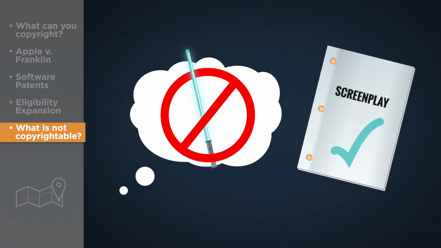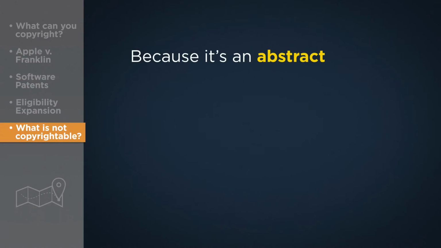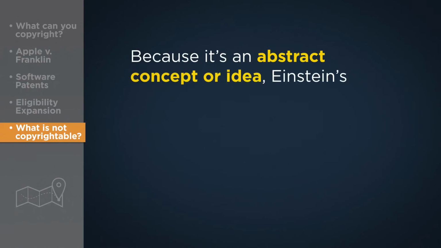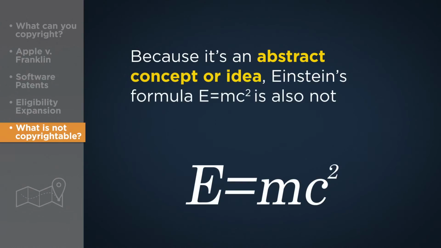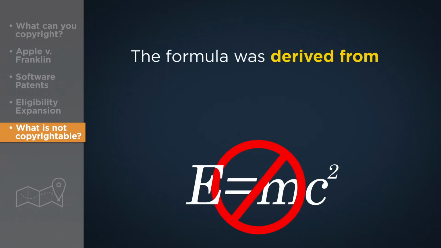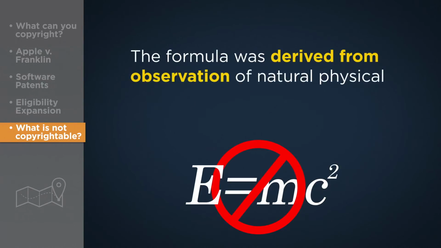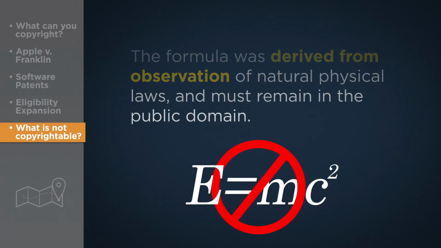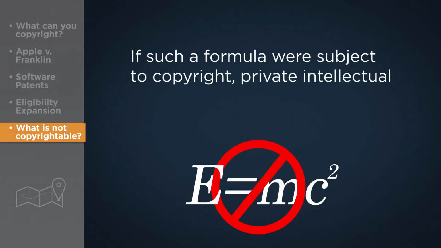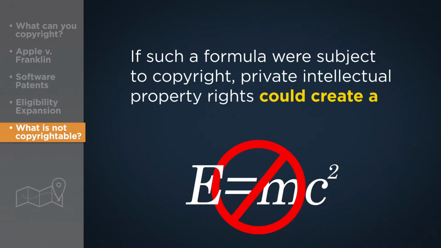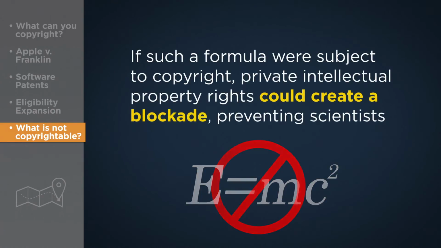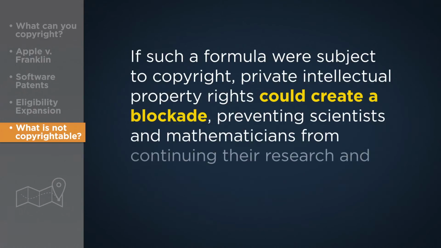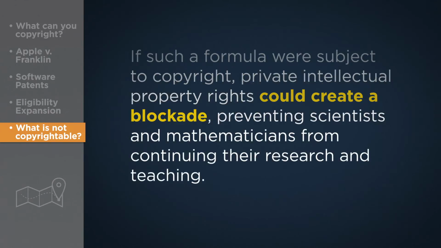motion picture Star Wars. Because it is an abstract concept or idea, Einstein's formula E=mc² is also not copyrightable. That's because the formula was derived from observation of natural physical laws and must remain in the public domain. If such a formula were subject to copyright, private intellectual property rights could create a blockade, preventing scientists and mathematicians from continuing their research and teaching.